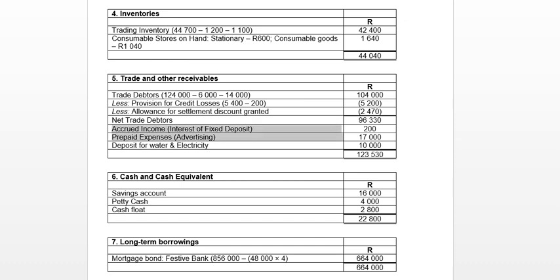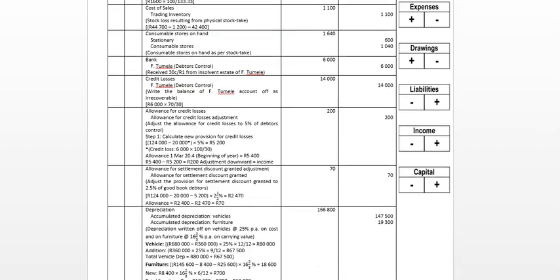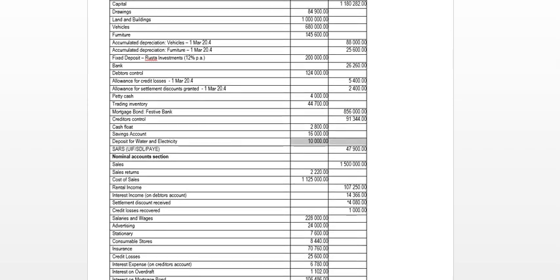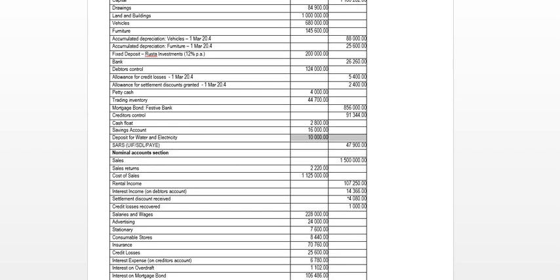96,330. We're going to add our accrued income and our prepaid expenses. So our accrued income was only the interest on fixed deposit, so we still need to receive 200 Rand on our interest on fixed deposit. And our prepaid expenses was towards advertising, in which we prepaid for the next financial year. Okay, 17,000 Rand. And finally, if there's any deposit, you will also add it to your trade and other receivables. So here we had a deposit for water and electricity of 10,000 Rand. Okay, so that will be our trade and other receivables.